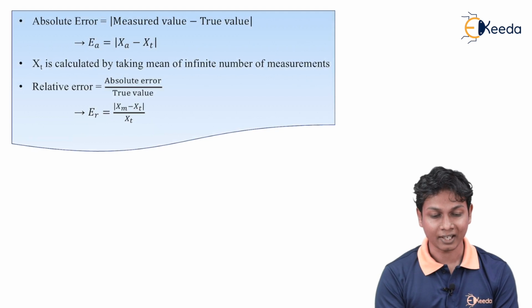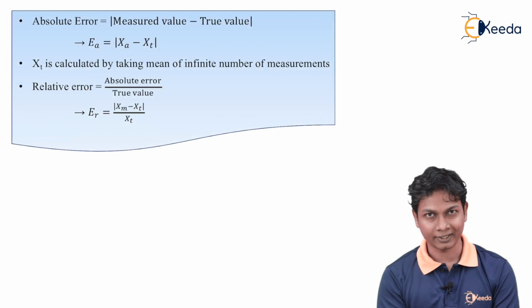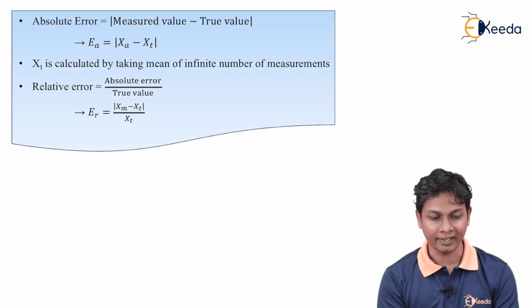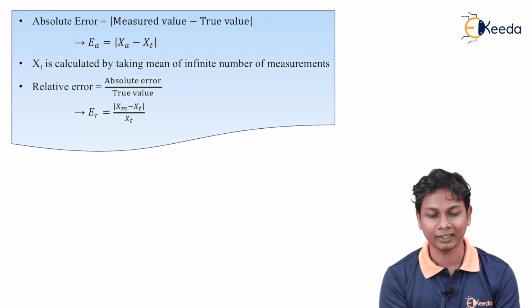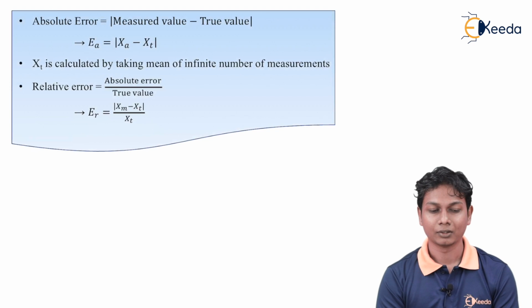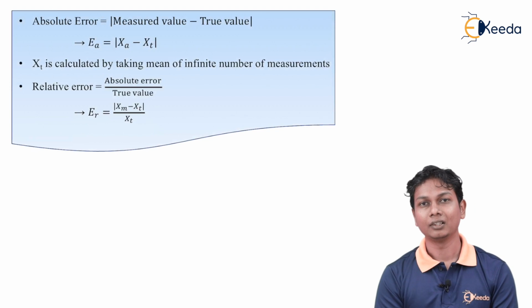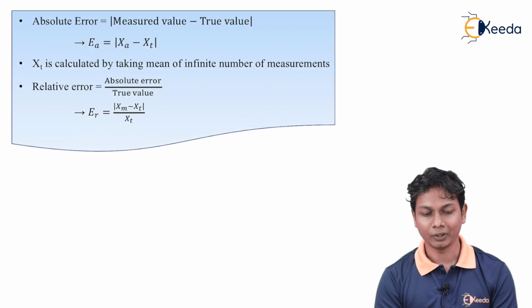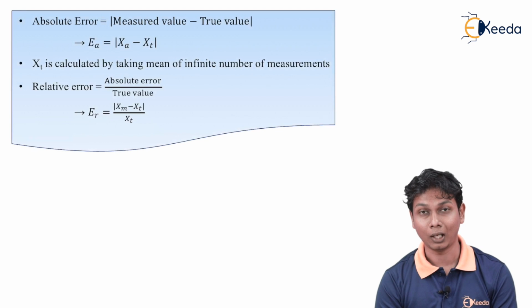Now XA is the measured value, that is the output side, and XT is calculated by taking the mean of an infinite number of measurements. So we consider the major difference between the measured value and the true value as EA, that is absolute error.